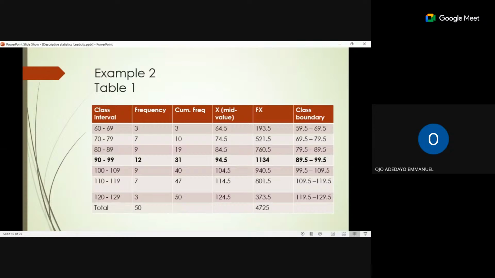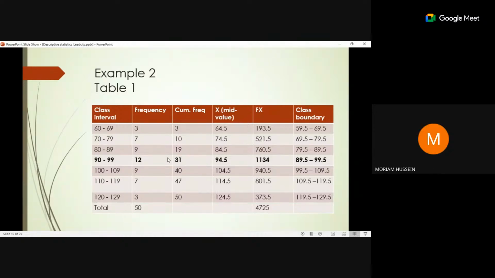Now, come back to your cumulative frequency. Not frequency now. I'm talking about cumulative frequency, which is this third column. Where can you find 25? You cannot find 25 here because this is 3. 25 is greater than 3. You cannot find 25 here because this is 10. 25 is greater than 10. You cannot find 25 here, which is 19. 25 is greater than 19. But you can find 25 inside 31.